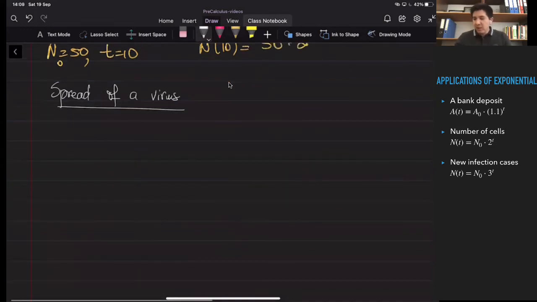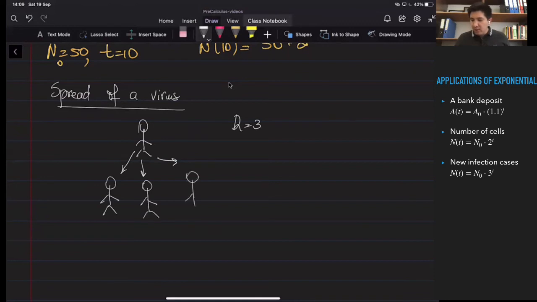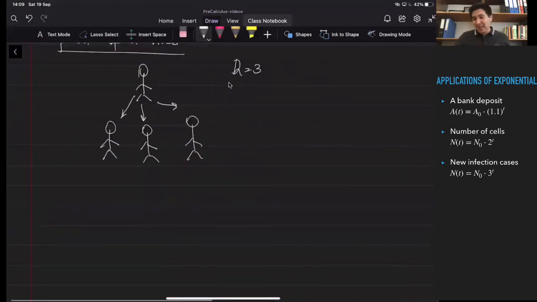So let's assume that we've got a virus with the radius 3. What does it mean that the radius is 3? It means that every person is able to infect the other 3. Okay, so one person can infect 3 others. So let's assume that in one day, every person can infect the other 3. But at the same time, in the next day, every one of the 3 infected persons can infect 3 others, right? And so on.